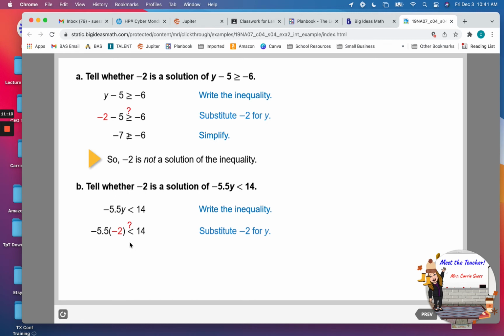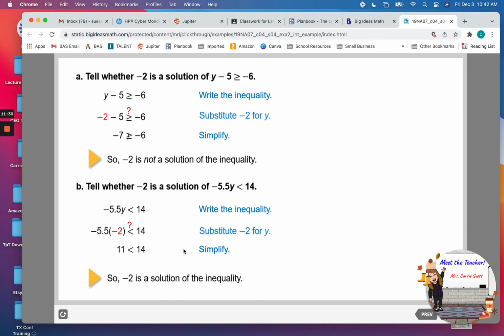Negative times a negative is a positive 11. And it would be positive 11. Is 11 less than 14? Yes, true. So then negative 2 is a solution of this inequality. Comprende?